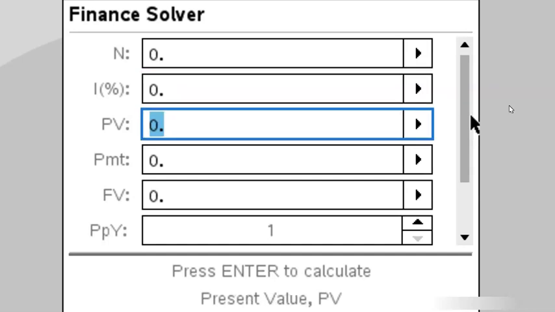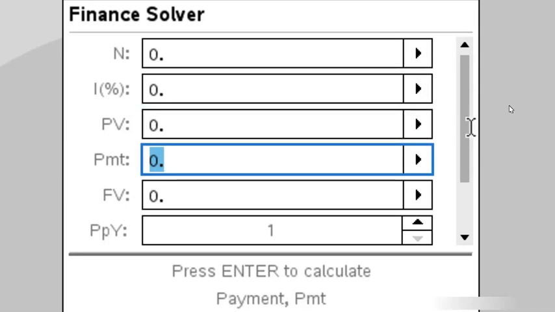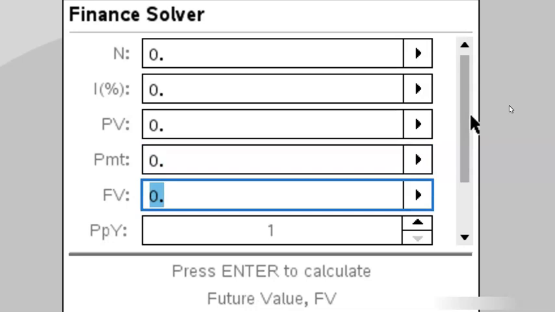PV, here it's called the present value. I tend to refer to that as the principal value. So it is our initial value, our starting point for the problem that we are working through. And we have PMT, and that represents the payment. So what is that regular periodic payment that is being made on the particular loan that we're dealing with? We then have FV, which is the future value. So that represents the balance of the loan after N time periods or N payments has passed.